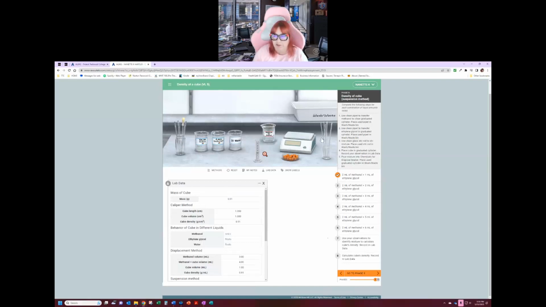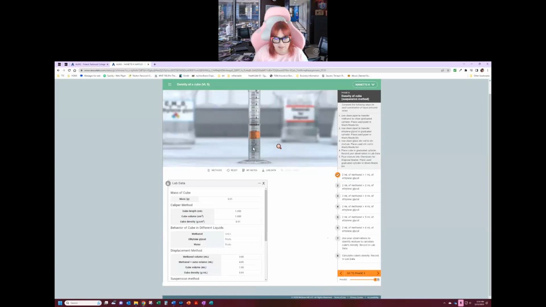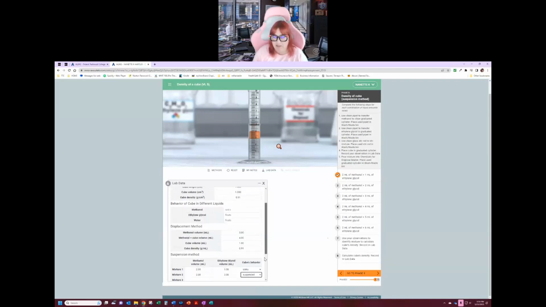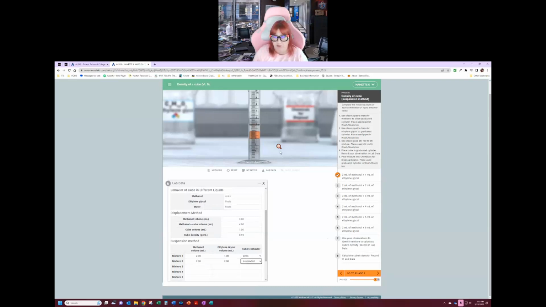Oh, that's right. I have to stir it. See, that's what happens when you mess up. It tells you to do something else. Put that in there. Now I put the cube in there. And look at that. It's suspended. That's at least different. So it's suspended. Okay, that's awesome. Now I have a bunch of other things that I need to do.